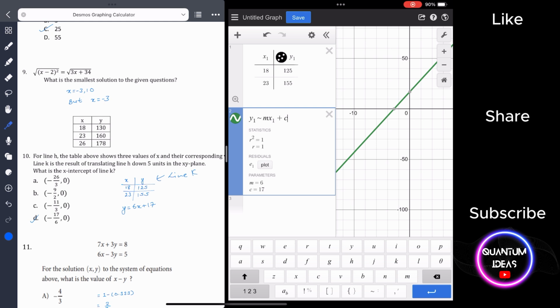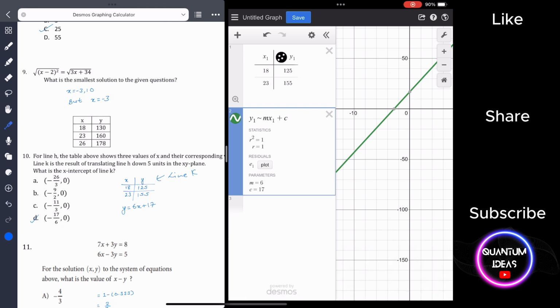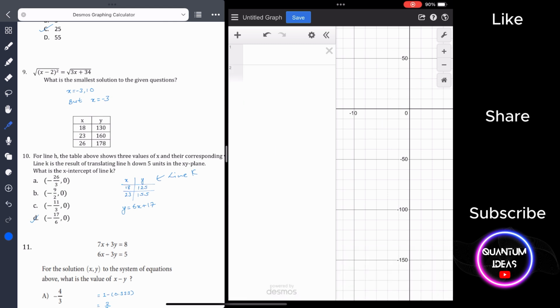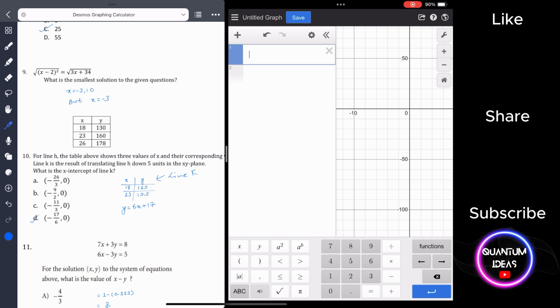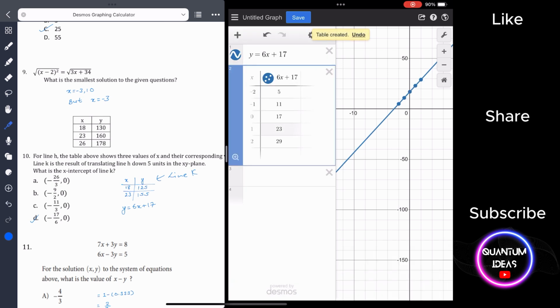So m is 6, c is 17. Let me use that. So we get y equals 6x plus 17. Okay, so this is our line. Now we have to check these conditions. To do that, you can plug in the value of x and check whether it satisfies or not. For that, you can also go to settings, make a table and plug in the value of x. Like this, go here and type 0.